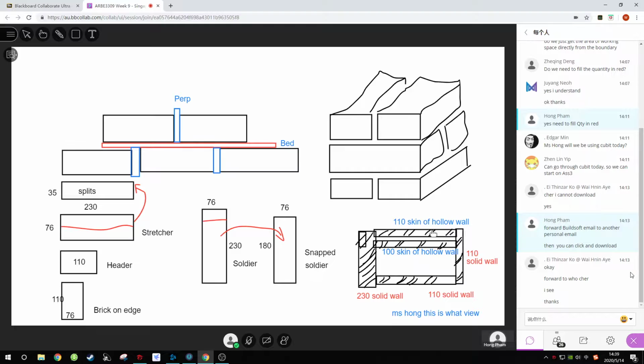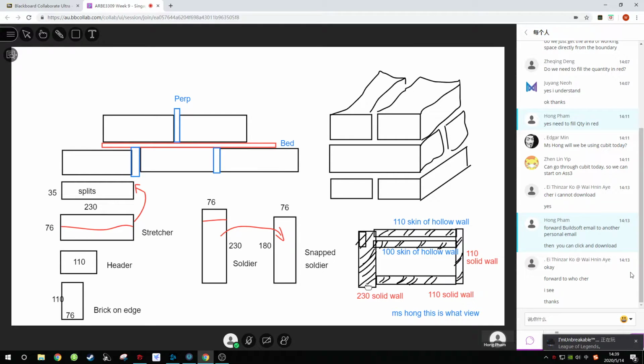You will have skin of hollow walls as one item. Two different skins are measured separately, so this is one skin, this is another skin. If this area is 10 meters square, your skin of hollow wall is 20 meters square. If you have external and internal, then this one will be under external. For solid wall, this is another item, this is another item.